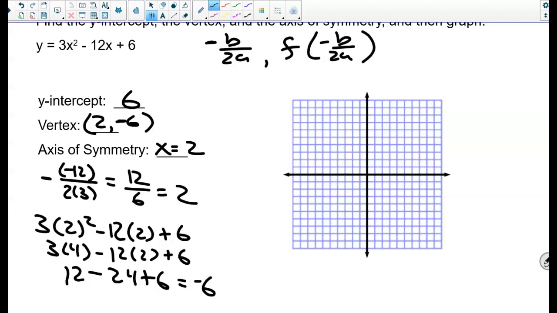Now when I go to graph it, 2, negative 6 right here. My y-intercept of 6 is this. 1, 2, 3, 4, 5, 6. So I went over 2. I'm going to go over 2 over here. And that's my graph. And my line of symmetry just comes right down the middle going through that vertex point.